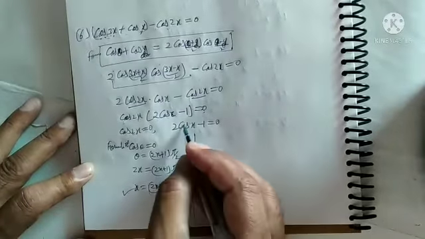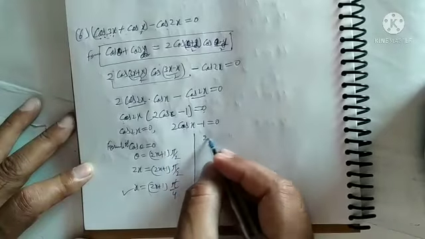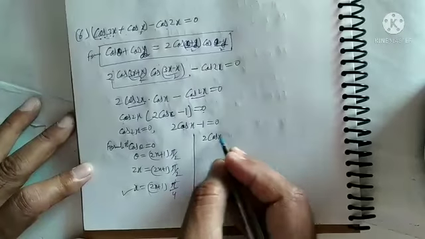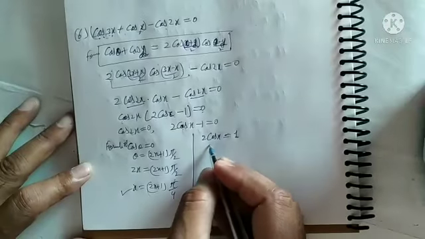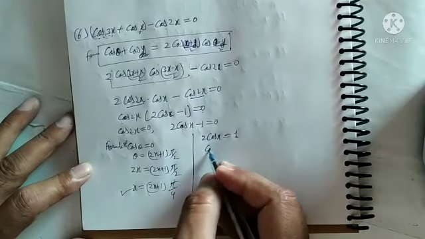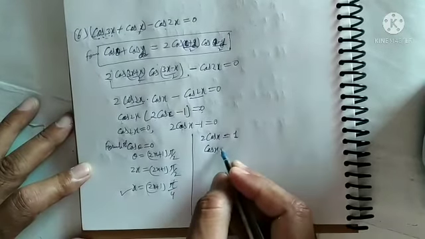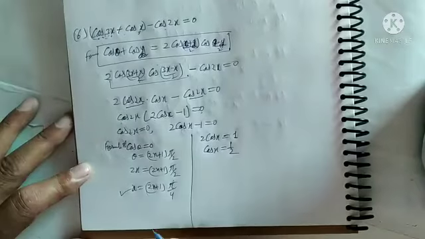Now second, 2 cos x minus 1. So 2 cos x minus 1, transpose that side, becomes plus 1. So this is 1. Then you can see here cos x, the 2 will go down in division. So cos x is equal to 1 upon 2.